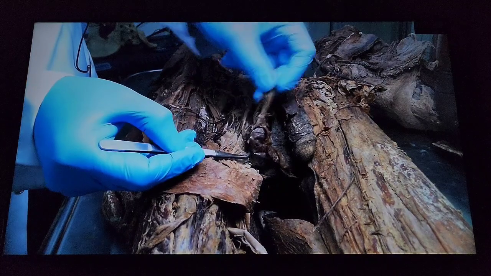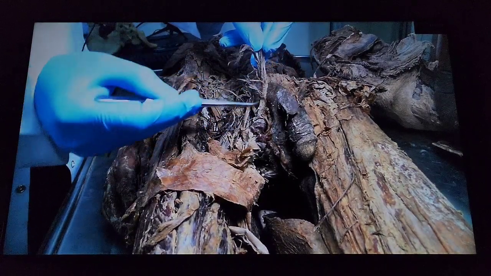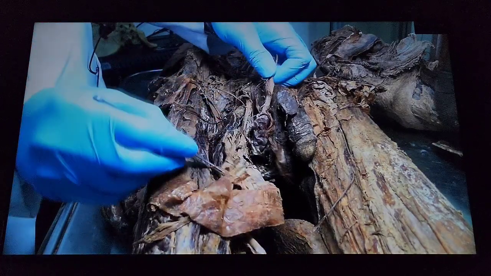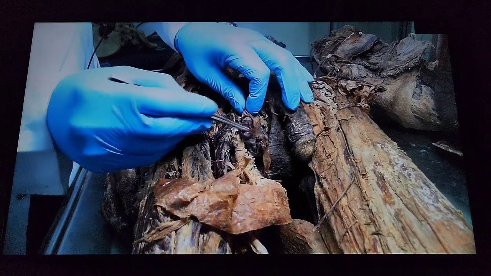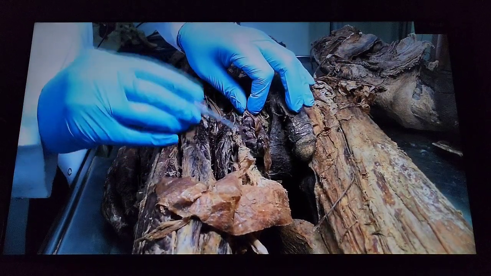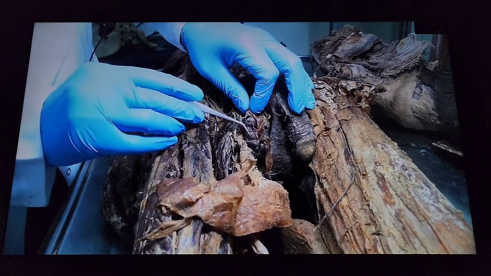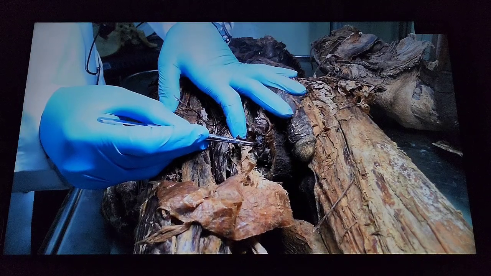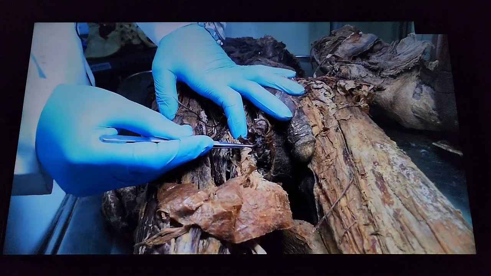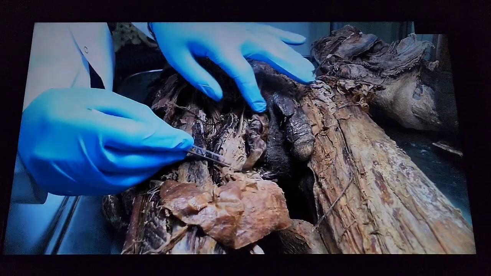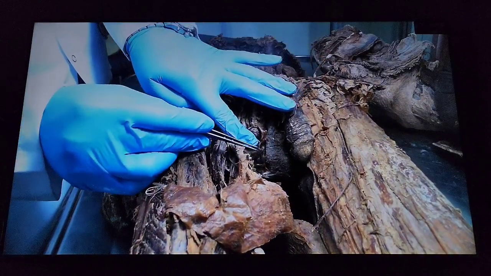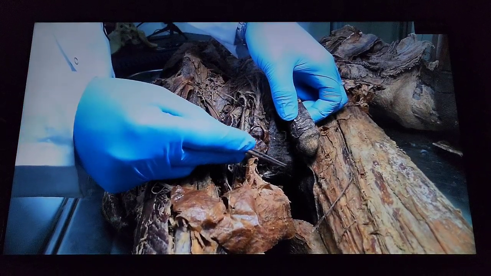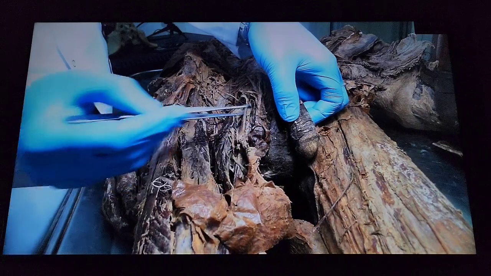So the testis is suspended by the spermatic cord, as we mentioned in the previous videos. And this is the right testis covered by the tunica vaginalis, and you can see here this is the dark colored testis. Okay? So you can imagine this is the testis in the right compartment of the scrotum, while the left compartment is still intact, not dissected.